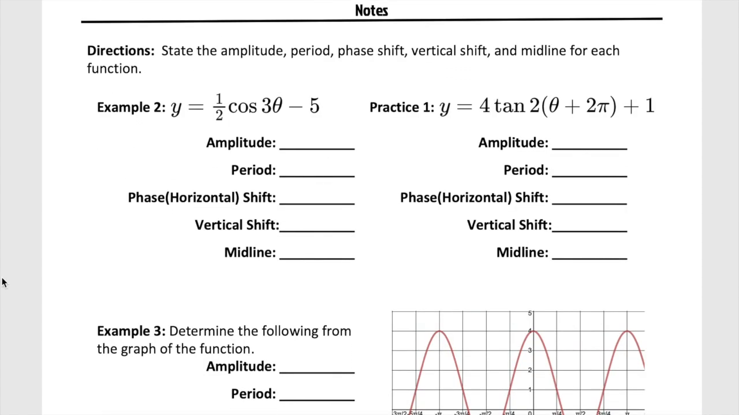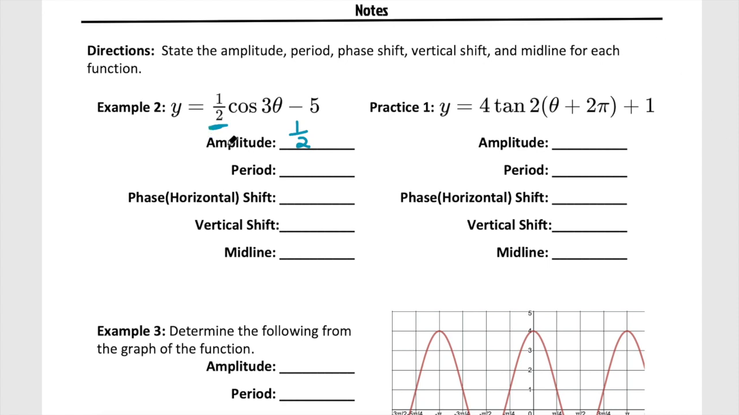For the next examples, we're going to be trying to identify all of these different ways that we can transform our trigonometric functions. The 5 things that we think about are amplitude, period, phase shift, vertical shift, and midline for each function. Amplitude, if you can remember from our last couple of videos, is the number it gets multiplied by in the front. In example 2 here, the amplitude would be 1 over 2.